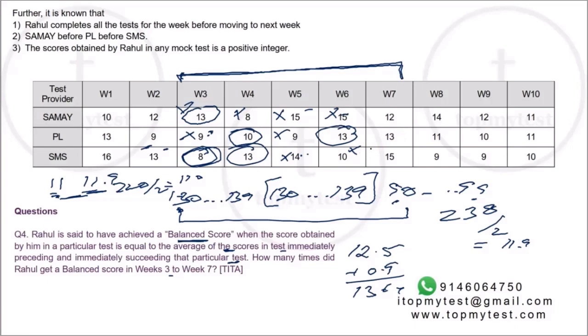10 plus 13 is 23. 23 divided by 2 is 11.5. The range will be from 11.5 to plus 0.9, that's 12.4. Possible. Right. 12 and 15, can it result in 13? 12 and 15 is 27. Divided by 2 is 12.5. Again, add 0.9, 13.4. Possible. This is also possible.